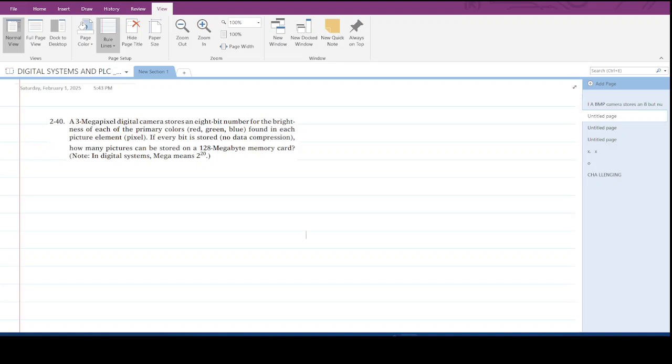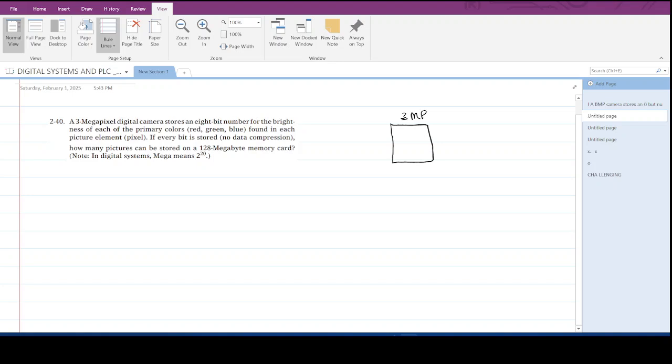So, good day, class. This is another challenging question. It's in a 3 megapixel digital camera. This 3 megapixel means that the number of pixels in one picture taken by this particular camera is 3 megapixels. So, we'll get back to that.